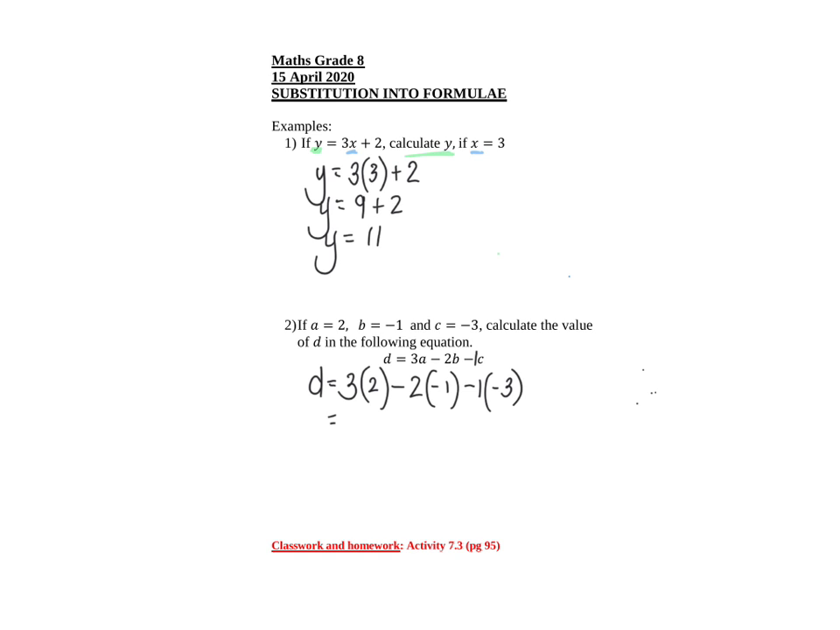Right, now we just calculate each multiplication value for each term and then add and subtract them together. So the first term is 3 times 2, which is 6. Second one, negative 2 times negative 1 is positive 2. And the last one is negative 1 times negative 3 gives you positive 3. And then we can simplify that by saying 6 plus 2 is 8, and 8 plus 3 is 11 if we add from left to right.